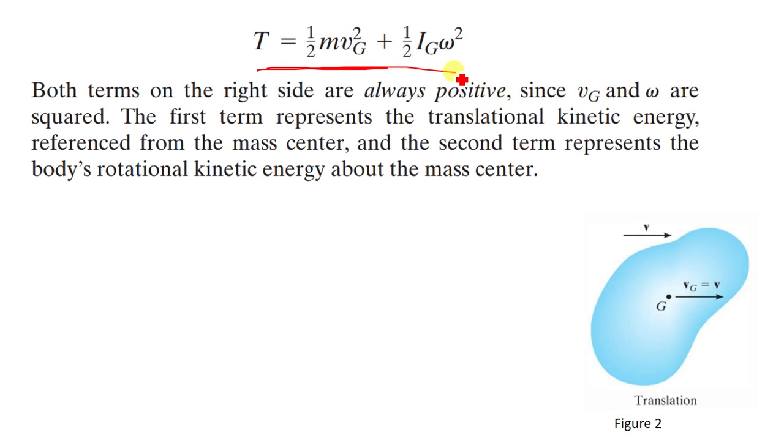From there, we can note that both terms are supposed to be positive. Since Vg and omega, which is the angular velocity, are squared, the first term represents the translational kinetic energy referenced from the center of mass, and the second term represents the body's rotational kinetic energy about the mass center. I talked about this on the previous slide.